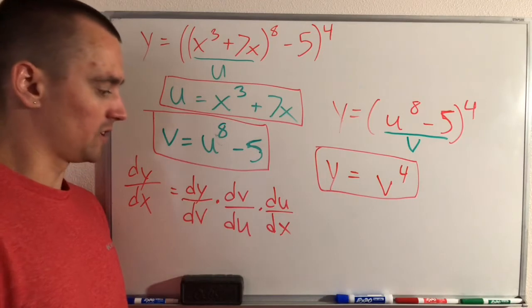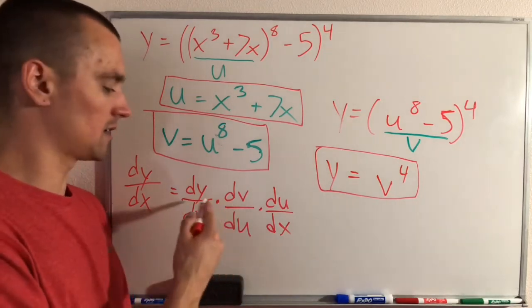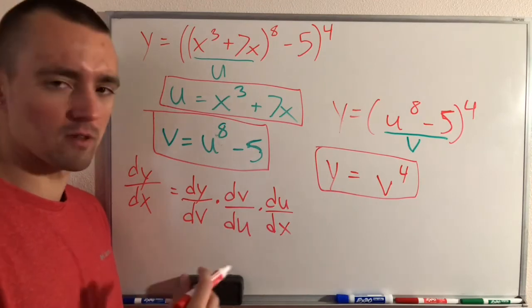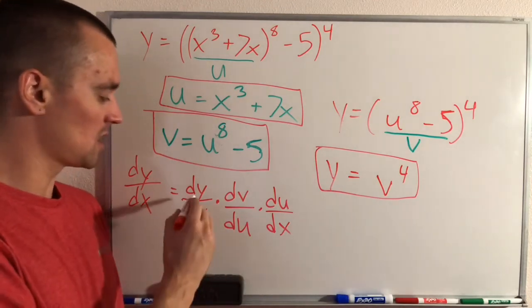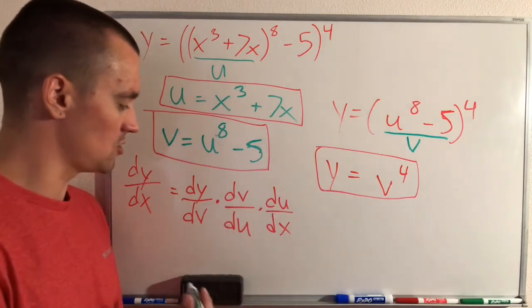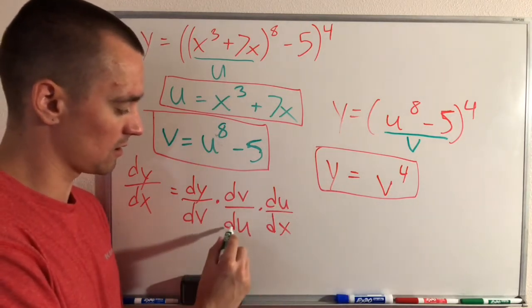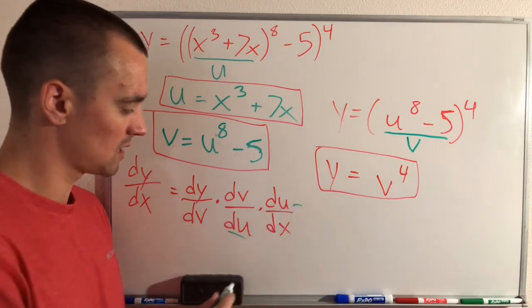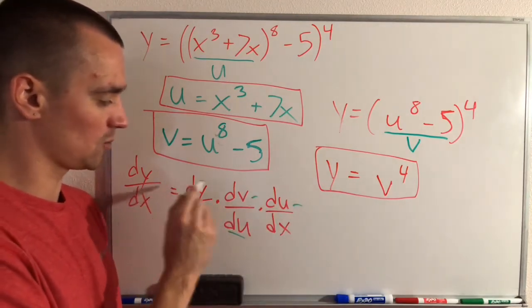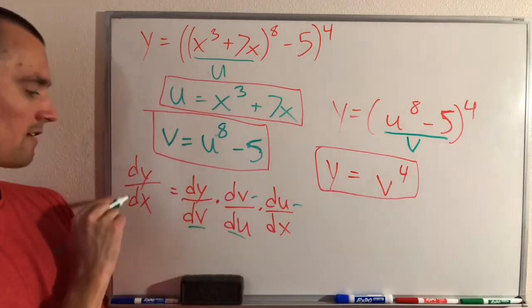So you could kind of think of this notation. These aren't exactly fractions, but if you kind of think of them for a second like fractions, imagine doing the multiplication of these three fractions. The du would cancel with the du here, right? This would cancel with this. And then the dv here would cancel with that, and all we would be left with was dy over dx, which is exactly what we have over here.